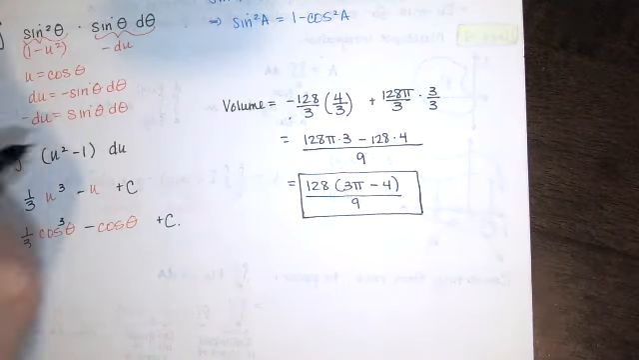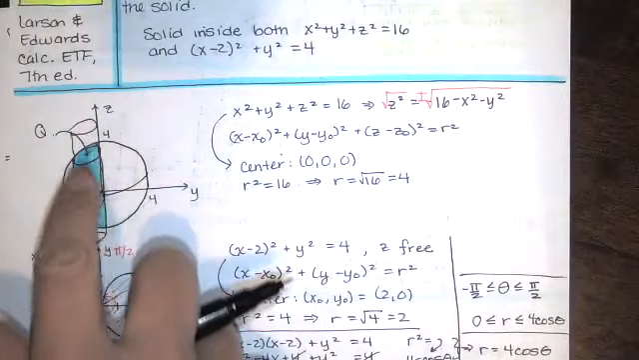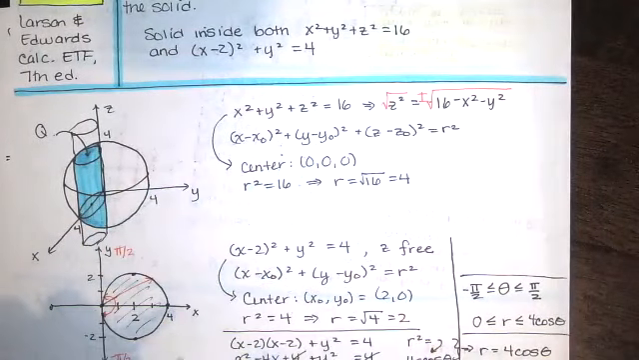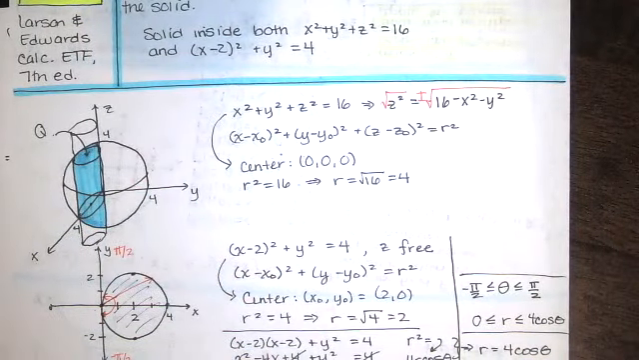And that is the volume inside the sphere and also inside this cylinder that is sort of offset from the origin by 2 units.